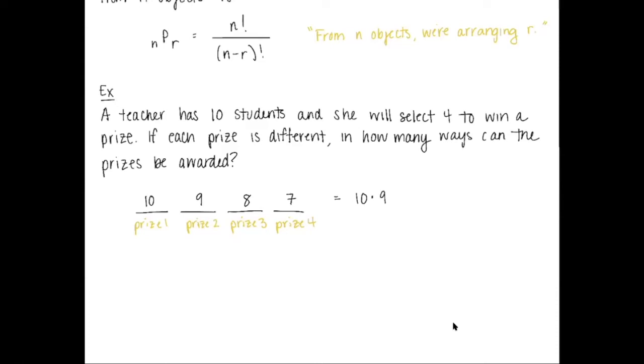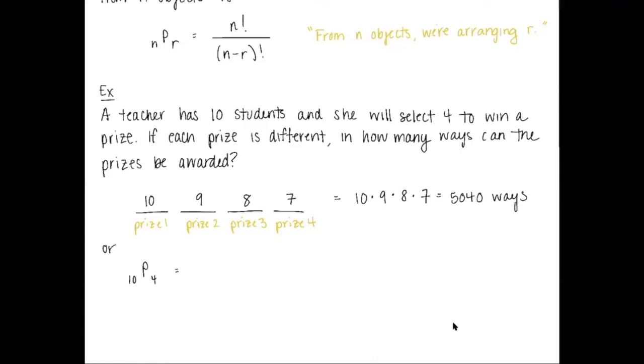So we just multiply these together to get 5,040 ways. But in terms of permutations, the order she selects the kids is important because they will get a different prize for a different order. So from 10 kids, she's going to permute 4.